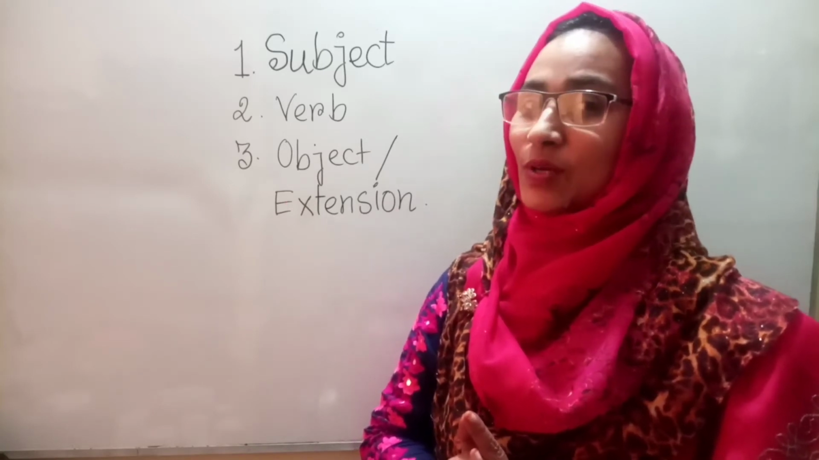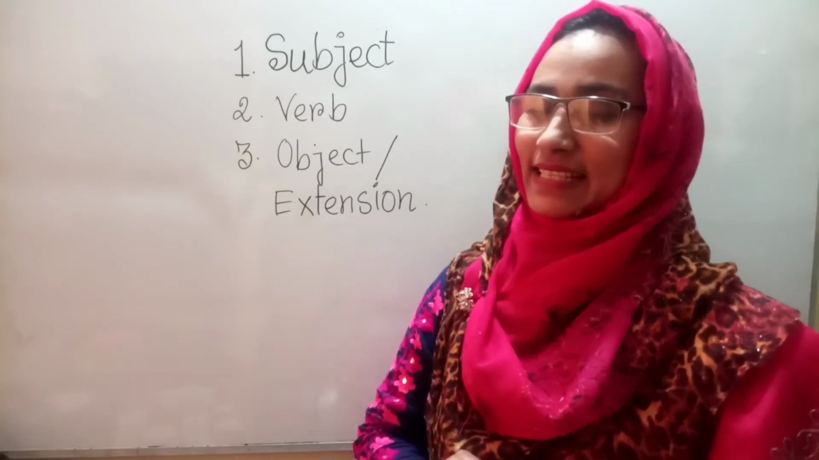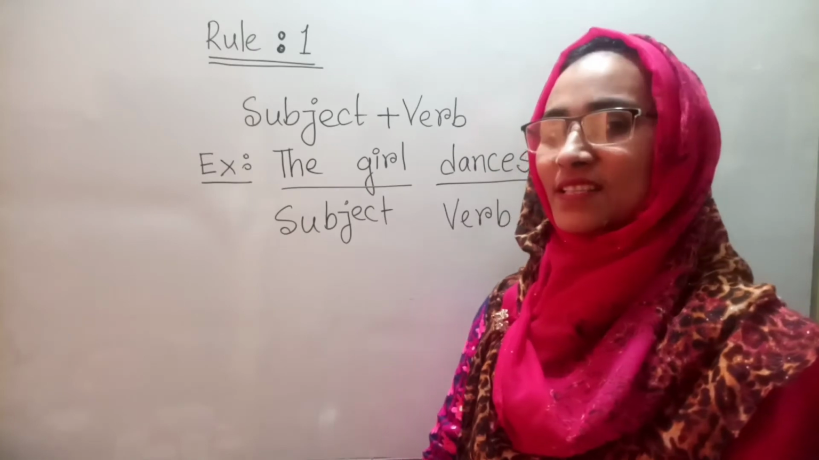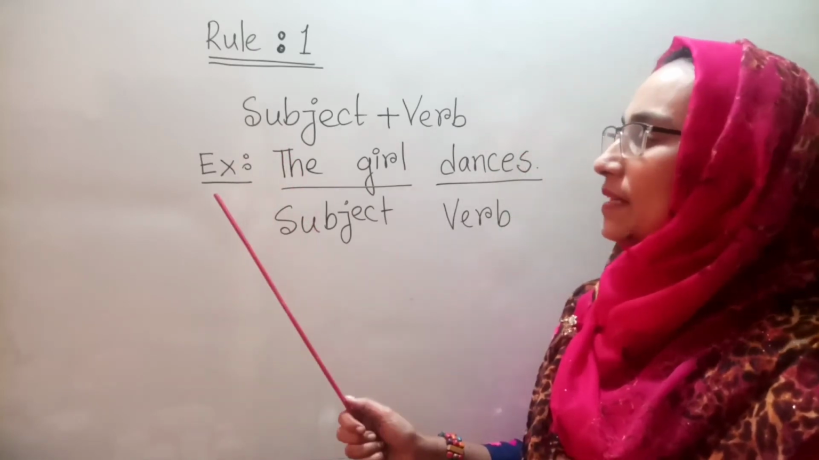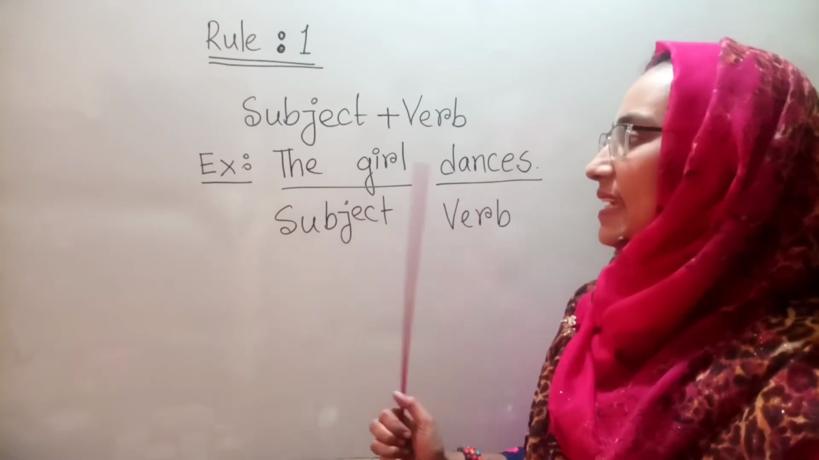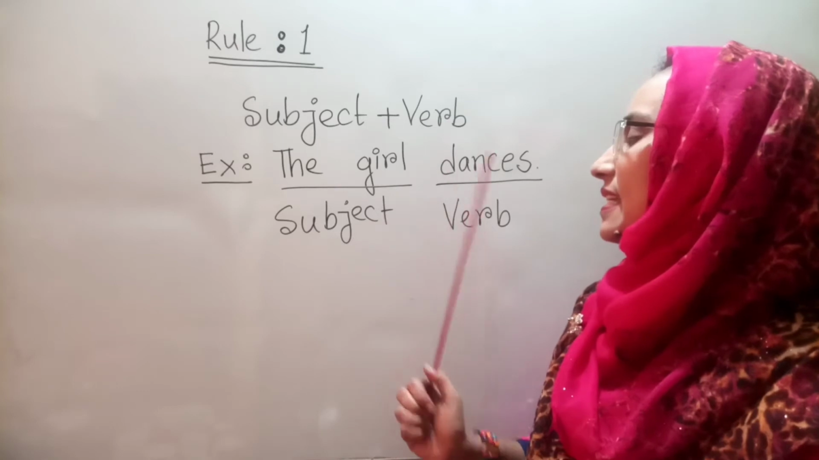Next, I will show you some techniques to make a meaningful sentence. Dear learners, the first rule is subject plus verb. The example is the girl dances. Here, the girl is subject and dances is verb.